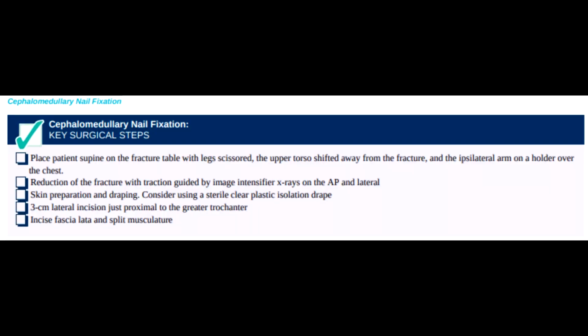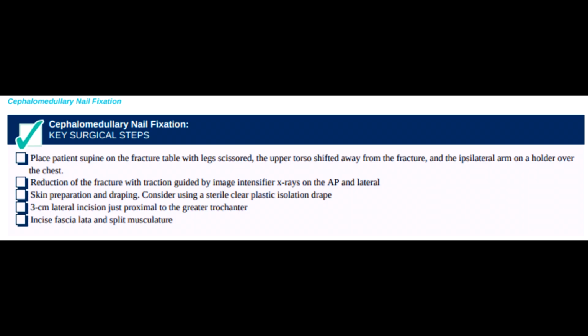Cephalomedullary nail fixation surgical technique. The procedure begins with the patient placed supine on the fracture table, with the legs scissored, the torso shifted slightly away from the site of the fracture, and the ipsilateral arm supported above the chest.